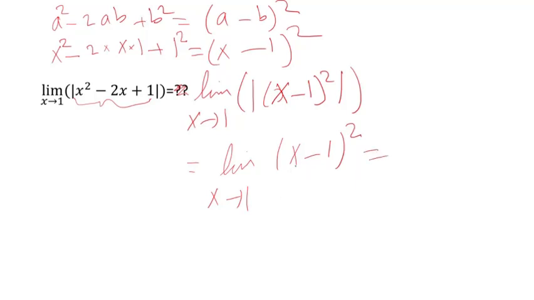Then you just replace x with 1, so 1 minus 1 squared. 1 minus 1 is 0, squared is just 0. But again, it's important to notice this is an identity and it can be rewritten in the form of that identity, because we'll see in other complex limits where that will help in evaluating the limit.